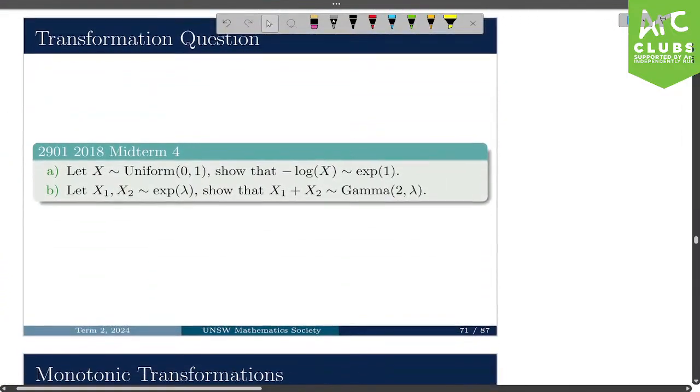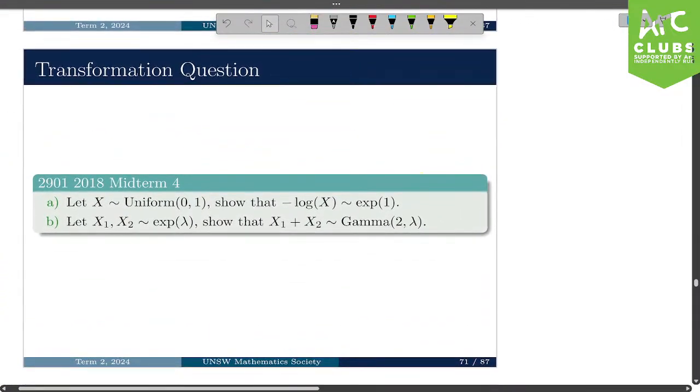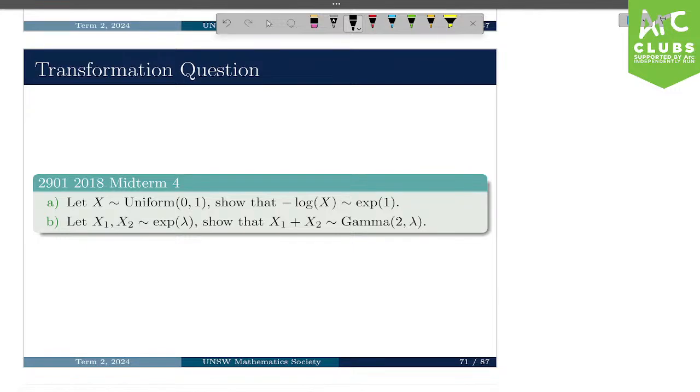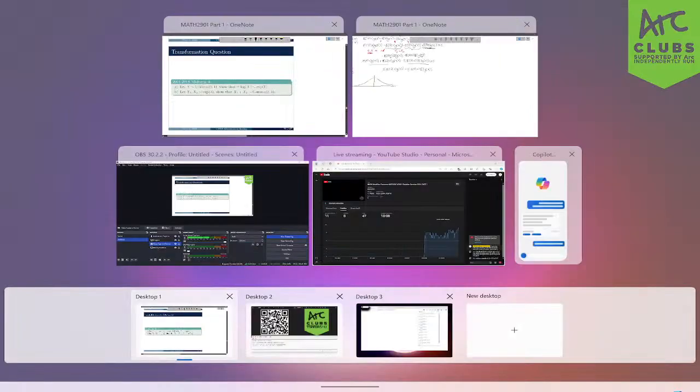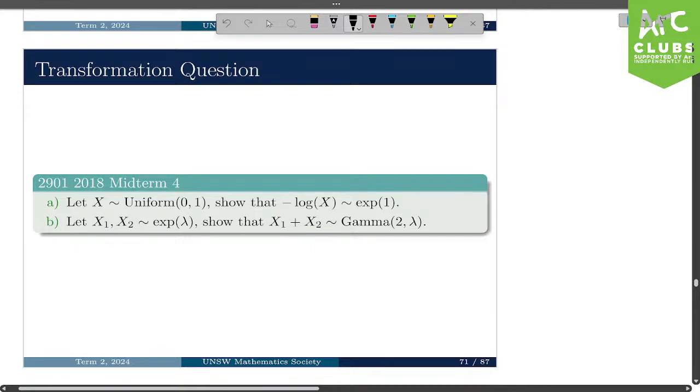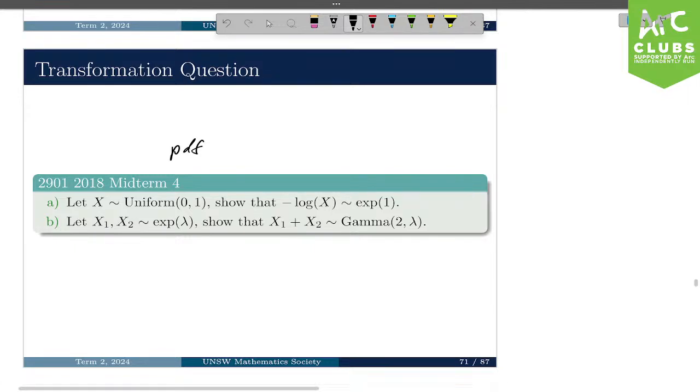So we move forwards, and so we let x be distributed as the uniform variable from 0 to 1. Mind you, this means that the PDF equals... Whoa, what happened there? PDF equals 1.